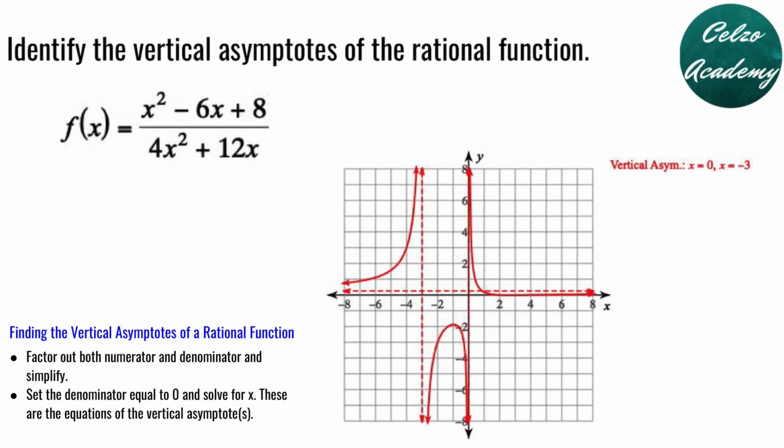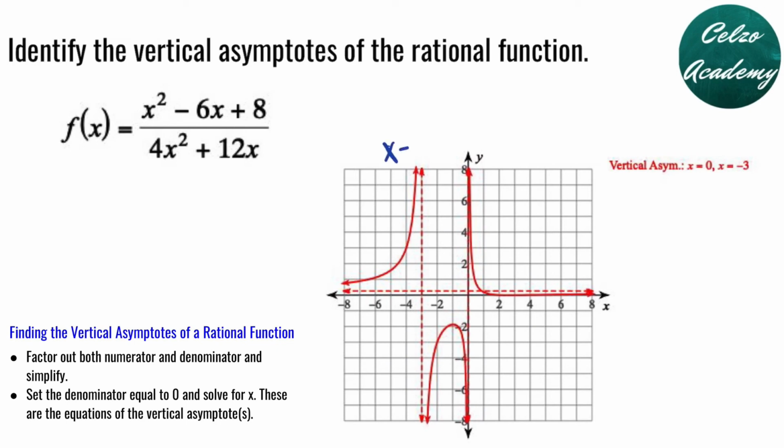Let's take a look at the graph of this rational function. Notice that in this graph, we have vertical asymptote x equals negative 3, and we also have x is equal to 0. So the graph gets closer and closer to these asymptotes but never touches them.